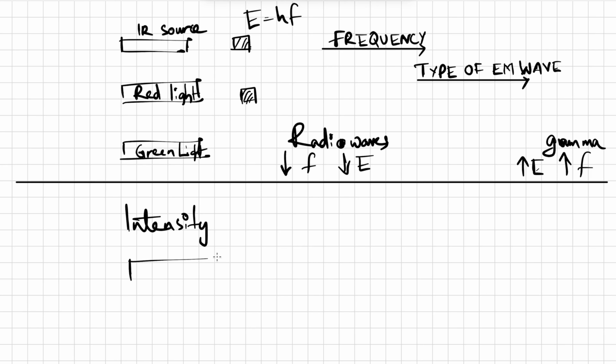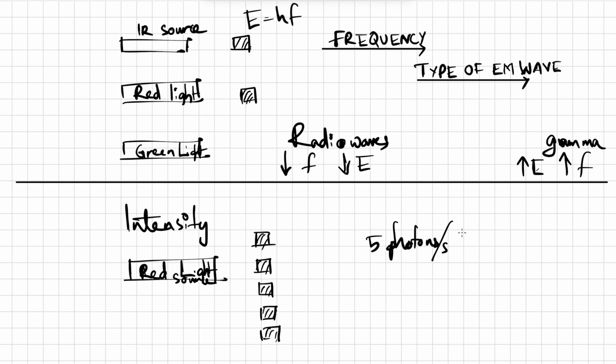Let's take a red light source. Let's say it emits 5 photons in 1 second, just a random number. So it has a particular intensity. You are increasing the brightness of this red light. By increasing brightness, you are effectively increasing the intensity of the radiation. That means this source now emits more photons in the same time period. Let's say 10 photons. Now it's 10 photons per second.